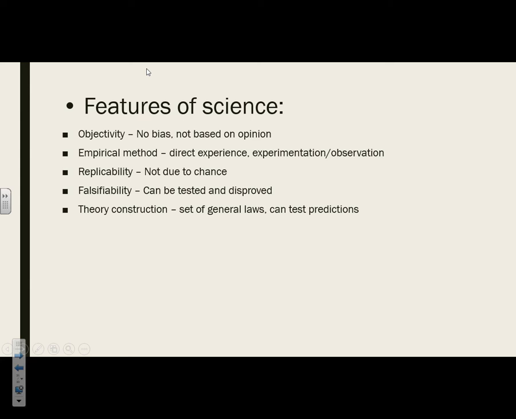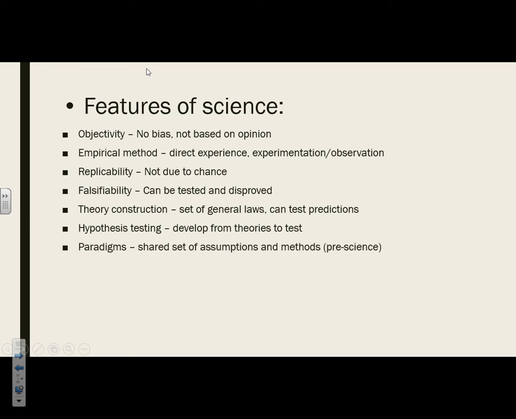Theory construction, a general set of laws, and you can test predictions. So my theory says this, we'll make this prediction, and then we can test it. So theory construction allows for falsifiability, or it should do. And then hypothesis testing, so you develop hypotheses from theories and then test them. That's an element of science.